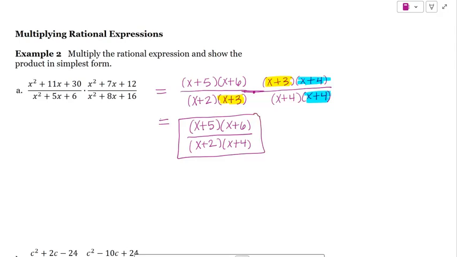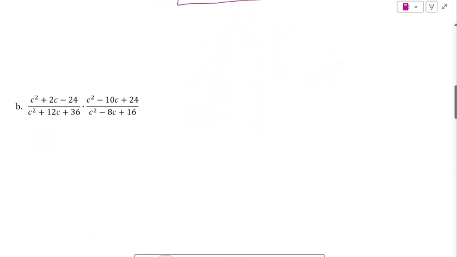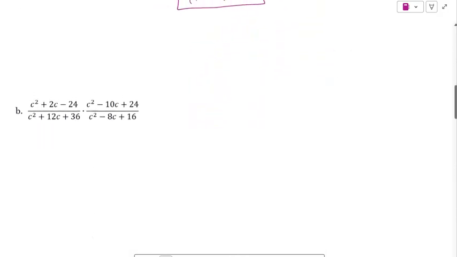Now you may be tempted to multiply this out, but as we get further into thinking about the graphs and what these functions look like, it's actually easier for us to think about x-intercepts and places where we can't plug x values in, values that aren't in the domain, if we leave things in this factored form. So I'm going to leave this in the factored form for our final answer. Let's move on to example B.